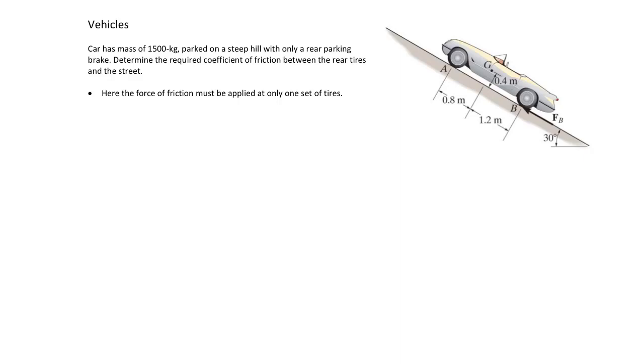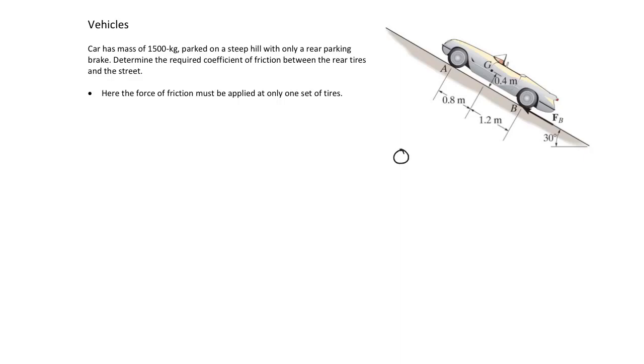In this case, the tip scenario doesn't really apply. We're not going to see this car flip over backwards, if you will. So when you see a car parked on a hill like this, we're only really worried about it being in a slip condition. So let's draw a free body diagram and see what we get.